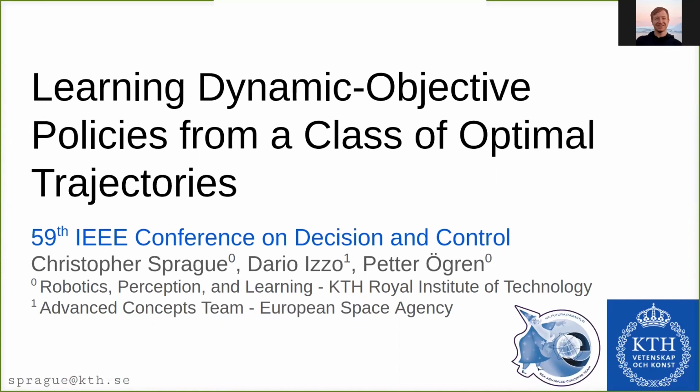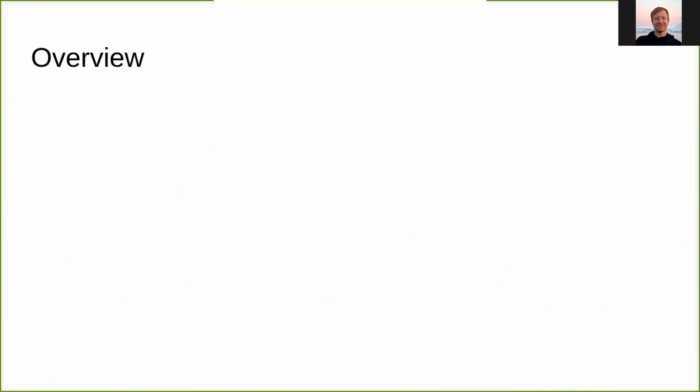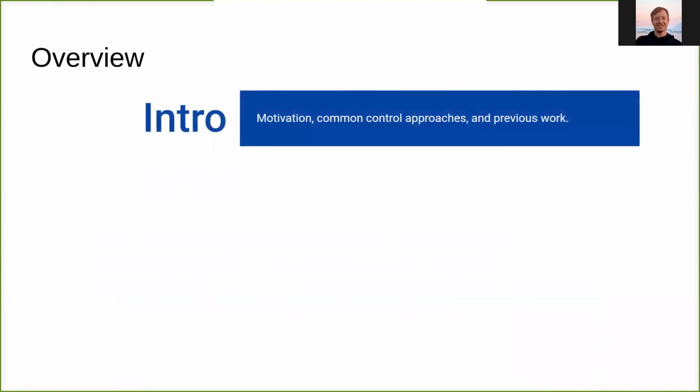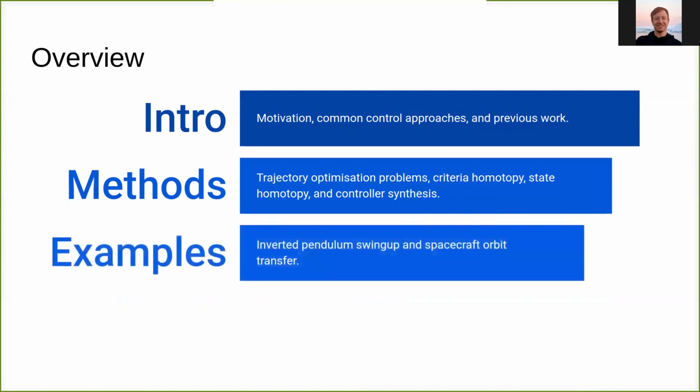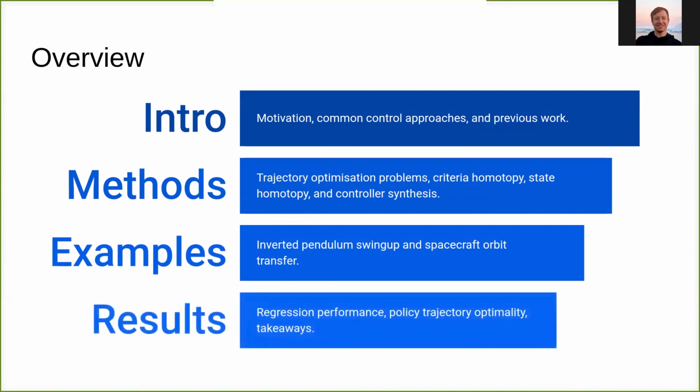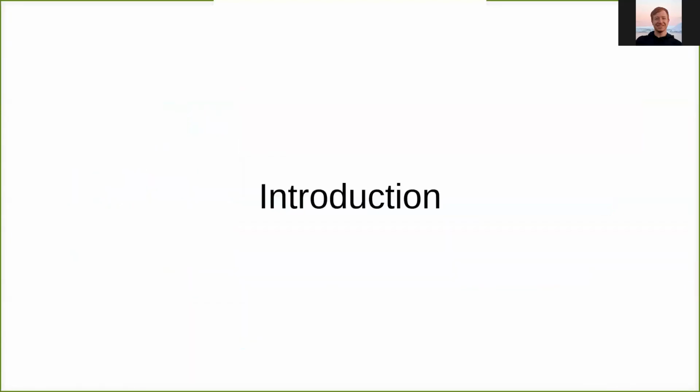In this presentation, I'll present our paper, Learning Dynamic Objective Policies from a Class of Optimal Trajectories. First I'll explain our motivation, some common control approaches, and how this paper extends from our previous work. Secondly, I'll explain the generation process of the data used to train our policies. Then, I'll present two examples, an inverted pendulum swing-up and a low-thrust spacecraft orbit transfer. Finally, I'll present some quantitative results of the efficacy of our approach and some key takeaways.